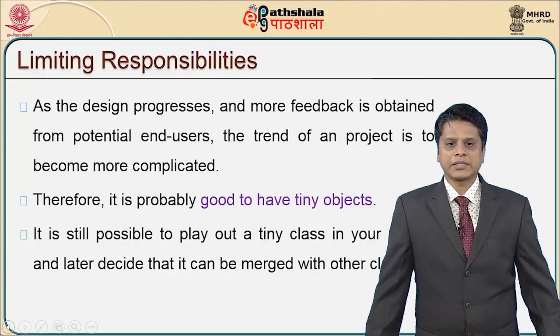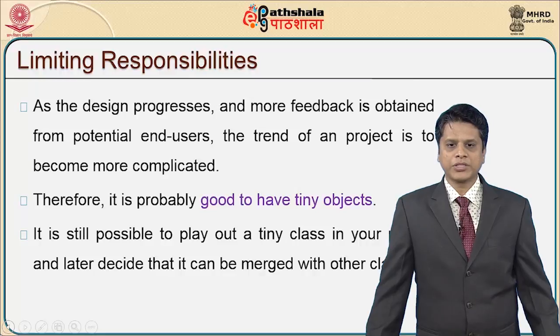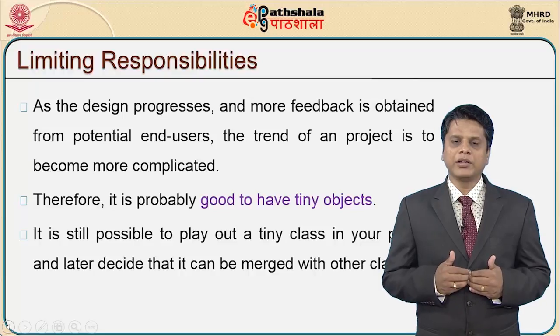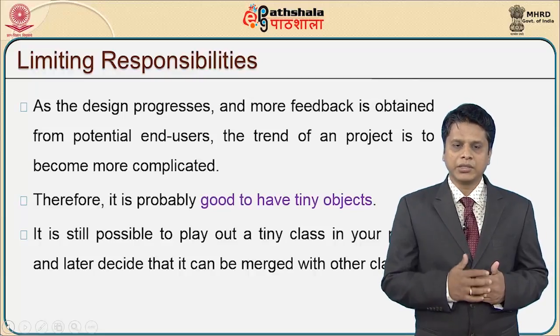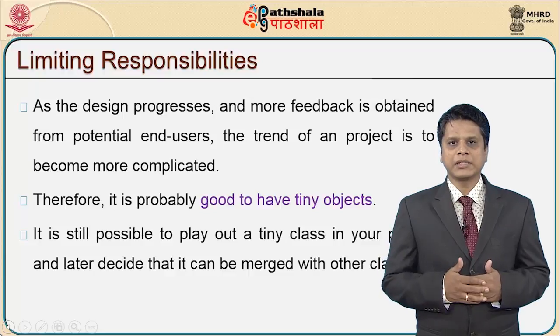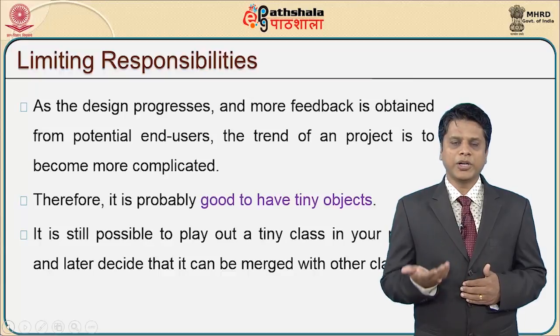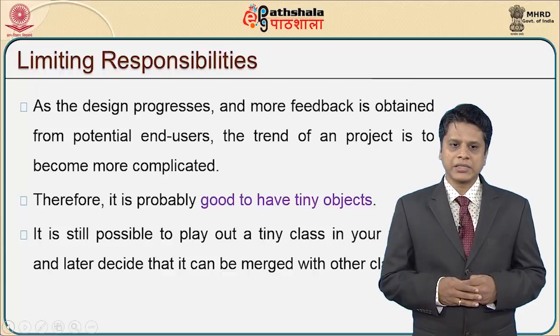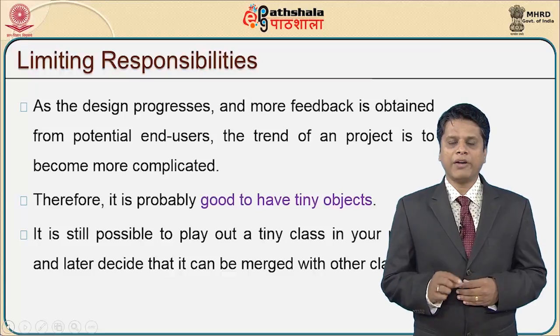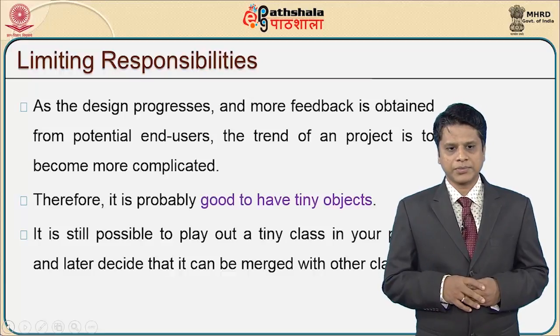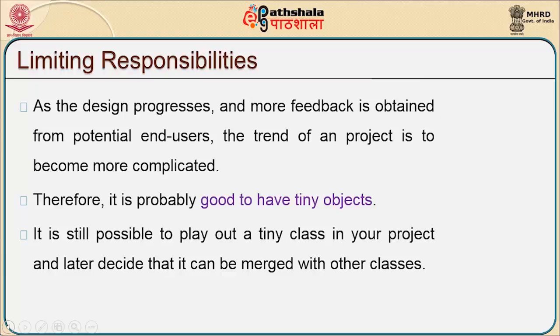As a design progresses and more feedback is obtained from the potential end users, the trend is for a project to become more complicated. Whenever we start a project, we clearly distinguish between a class, an object and a method, but as the design progresses and we get more feedback, there is a possibility of it getting more complicated. So it is probably good to have very limited and tiny objects. It is still possible to start with a tiny class in your project and later decide that it can be merged with other classes.